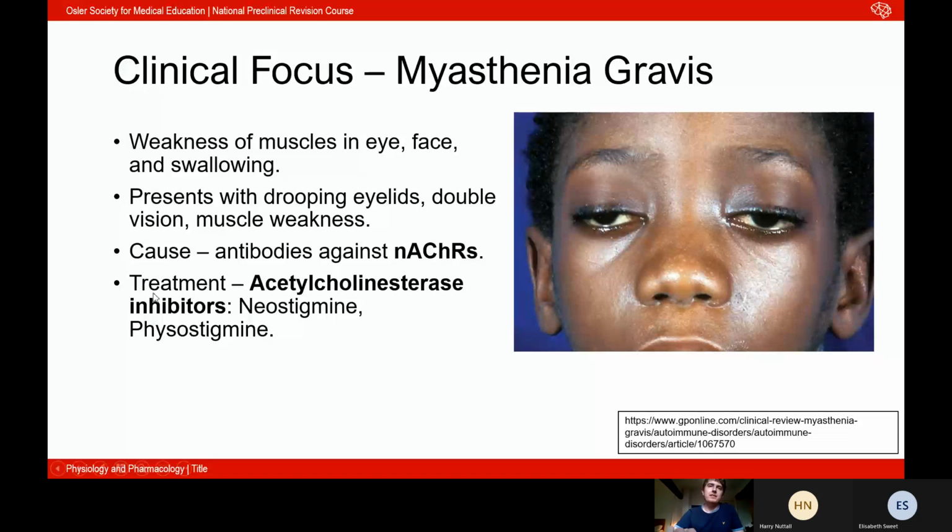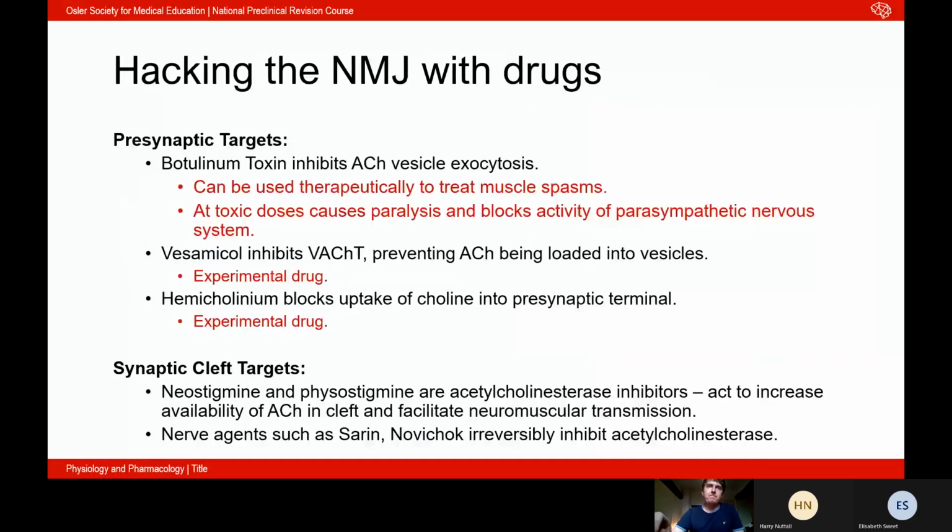So these are quite low affinity binding. And there are other ways we can use drugs to have desired effects at the neuromuscular junction, and sometimes undesired effects as well.